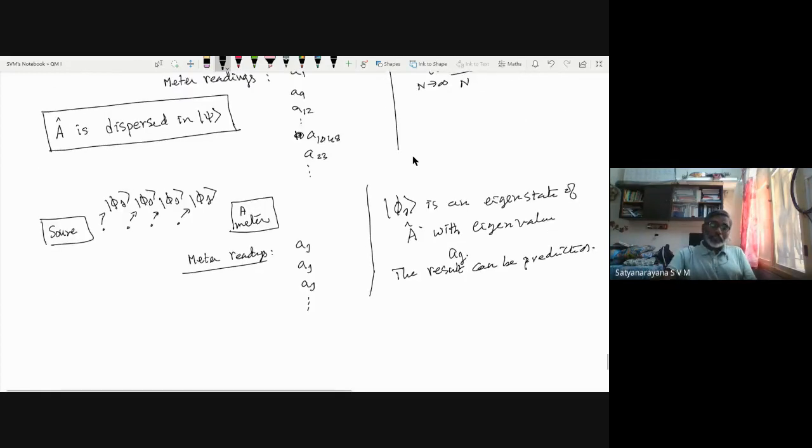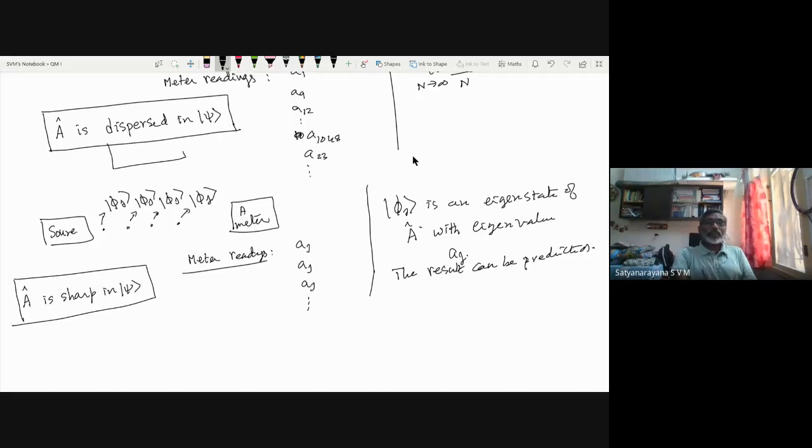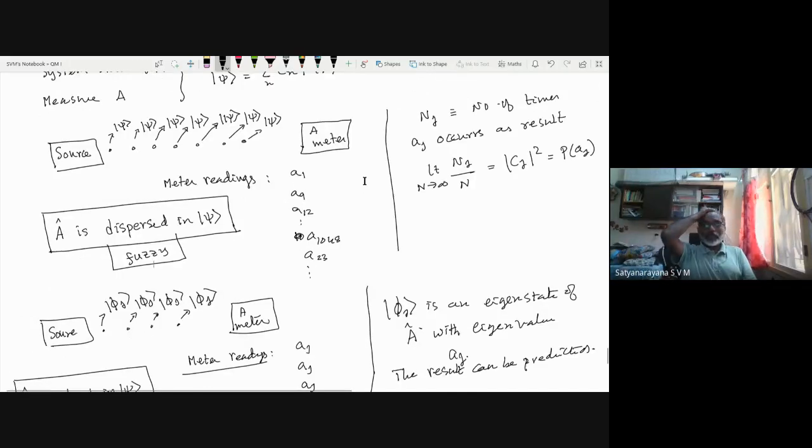In such cases where you have a particular value which can be predicted, we say that A is sharp in psi. In the other case, we say A is dispersed in psi. In some language, people also use another word instead of dispersed. You say that A is fuzzy in psi. That means you don't get one result, but you get many, randomly different results. But when you get only one result, you say that A is sharp in psi. Okay, so this is a language which is very useful to keep in mind.